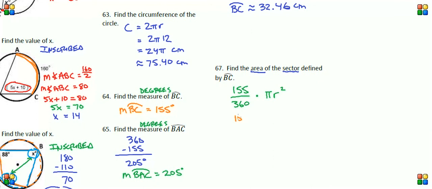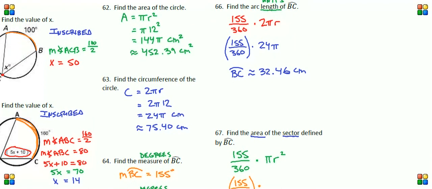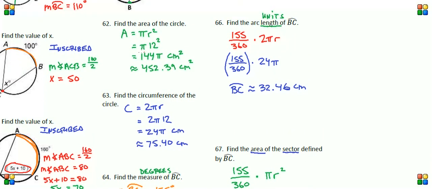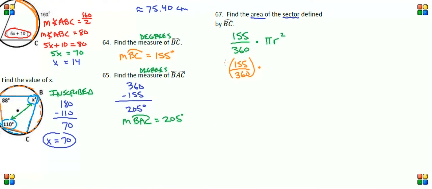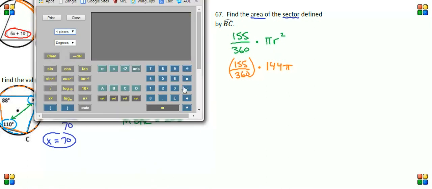I'm going to write 155 divided by 360 again, in parentheses, times, and you can see in question number 62, we found the area of the circle. The total area of the circle is 144 pi. So it's going to be 155 divided by 360 times 144 pi. Let's go ahead and plug that into our calculator.